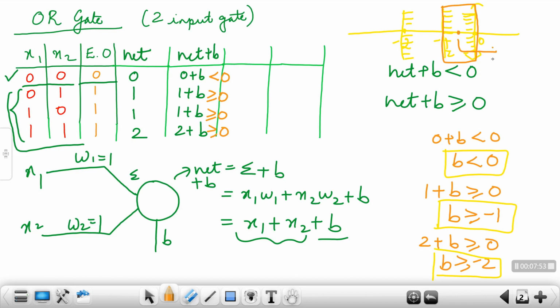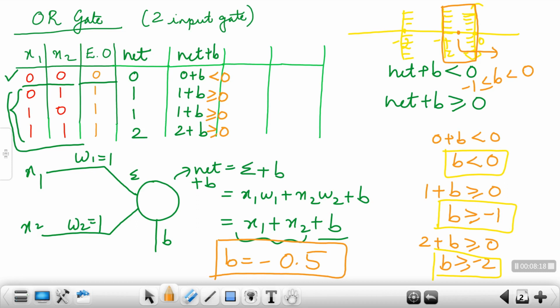So any point I take here, b should be lying between minus 1 to 0. So I select bias to be equal to minus 0.5. If you want, you can select minus 0.7. If you want, you can select anything else. So we select b is equal to minus 0.5.